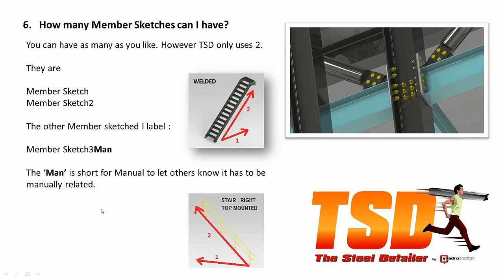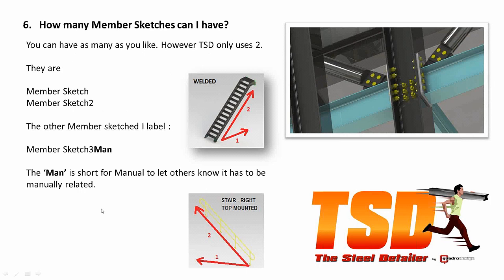Just for consistency purposes, we go member sketch 3, and then the little man that we put on the end, you can type manual if you want, but we just let our guys know that it's manual. It means that you need to manually attach that. It can be equal. It's up to you and how you set that up. You can put a little description on the end that says equal relationship required or something along those lines.